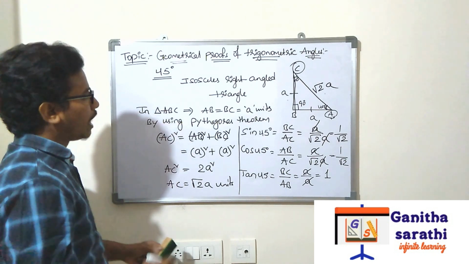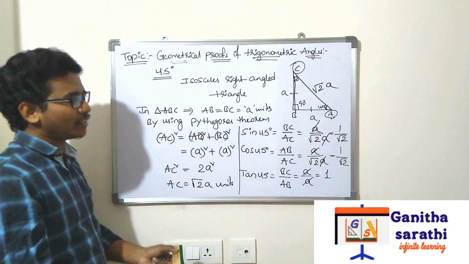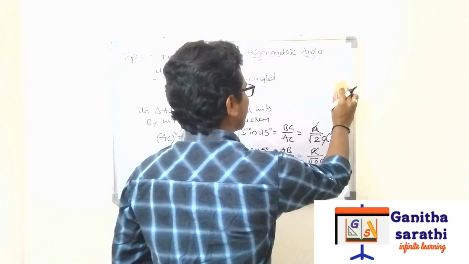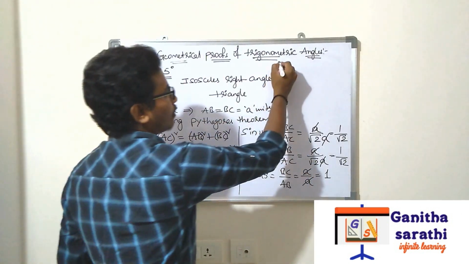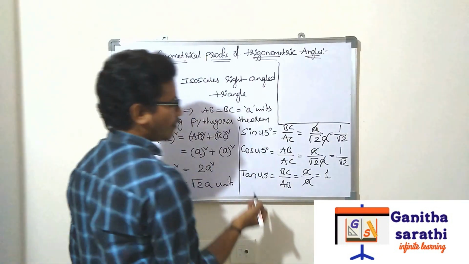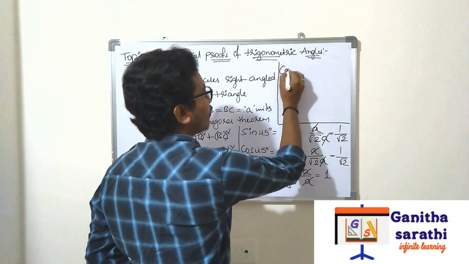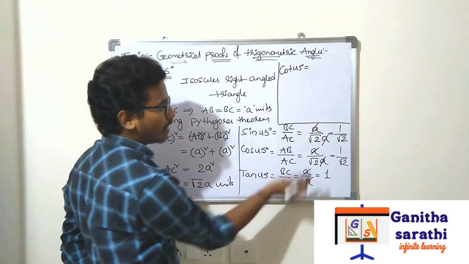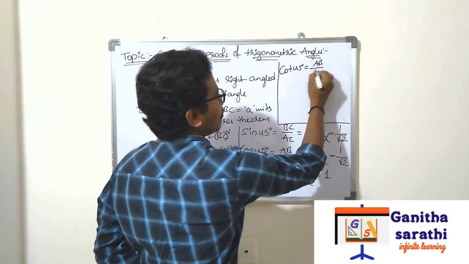Now the other three trigonometric ratios. What are the other three trigonometric ratios? Cot. The reciprocal of tan will be cot. So what will be cot 45? Just the reciprocal. If this is BC by AB, that will be AB by BC.